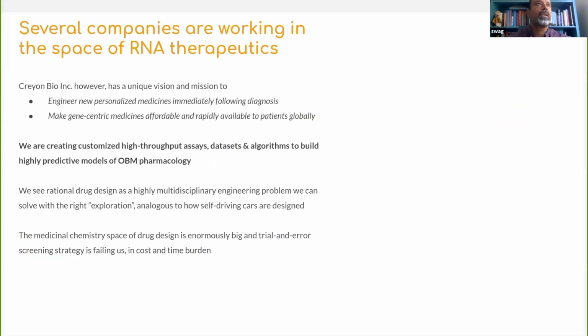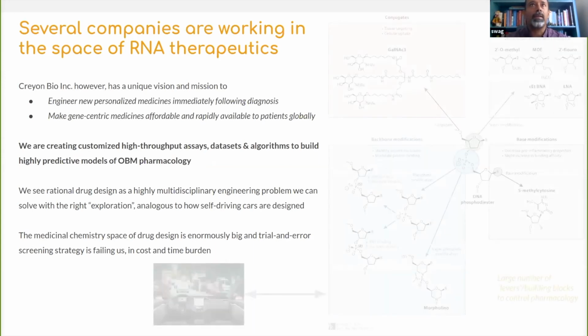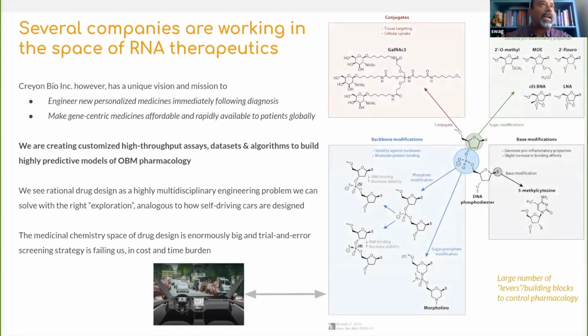I want to recognize this is built on the shoulders of giants, that with any work in science, several companies have worked in the space for therapeutics and have made a lot of progress. And we have a unique vision, I believe, right? That we want to engineer eventually new personalized medicine immediately following diagnosis. That's our goal, that's our vision. And our mission is to make such gene-centric medicines affordable.